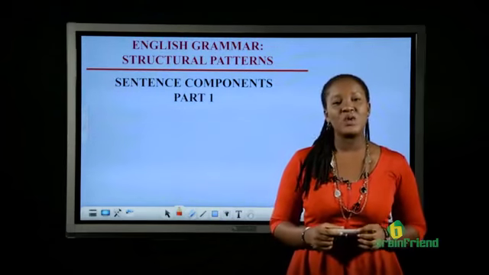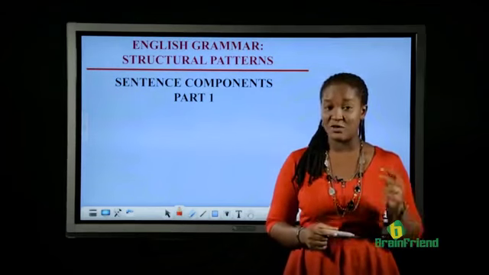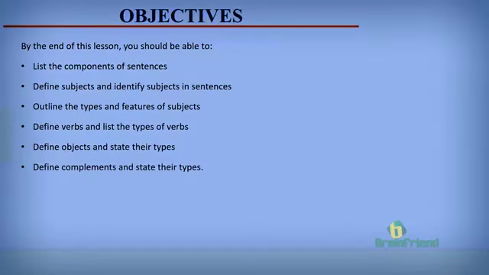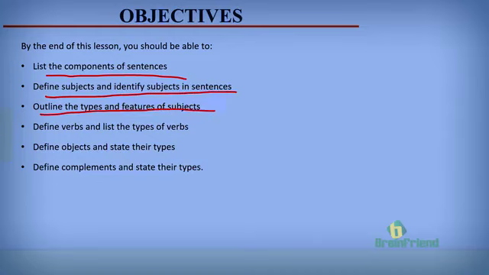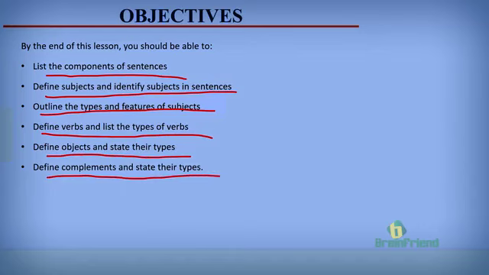Before we go into our lesson, let's take a look at our objectives for this lesson. By the end of this lesson, you should be able to list the components of sentences, define subjects and identify subjects in sentences, outline the types and features of subjects, define verbs and list the types of verbs, define objects and state their types, and define complements and state their types. Now let's go to our lesson.